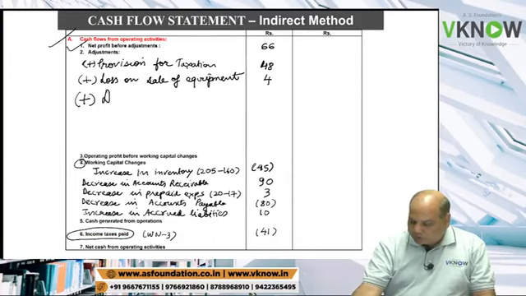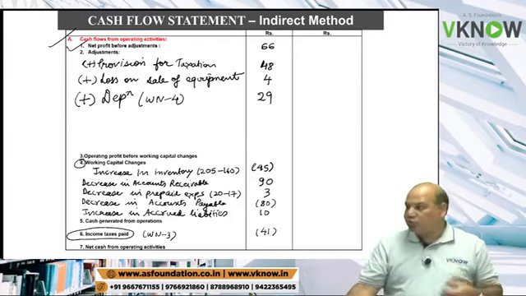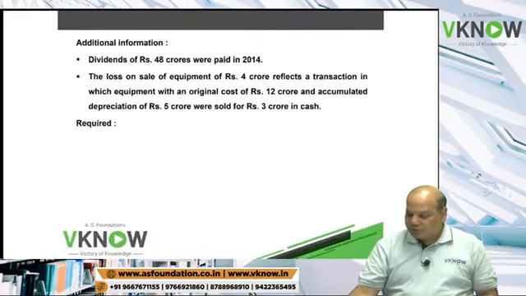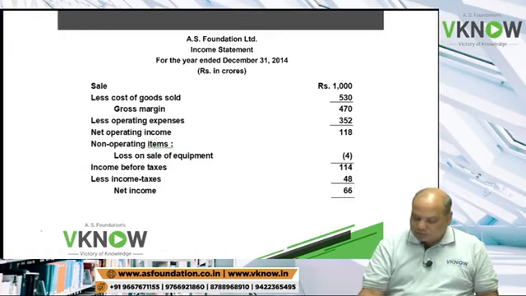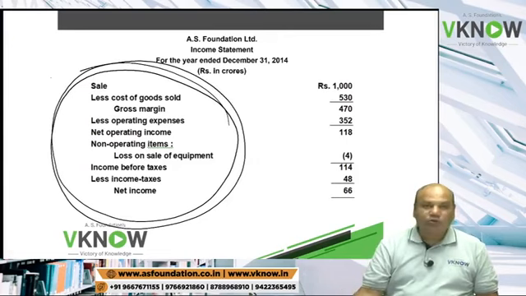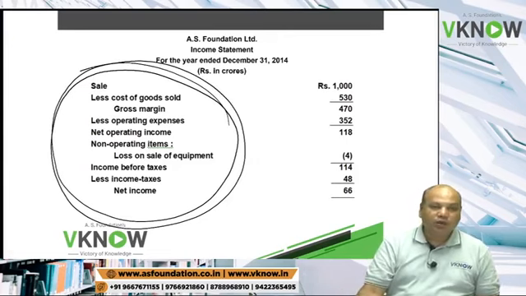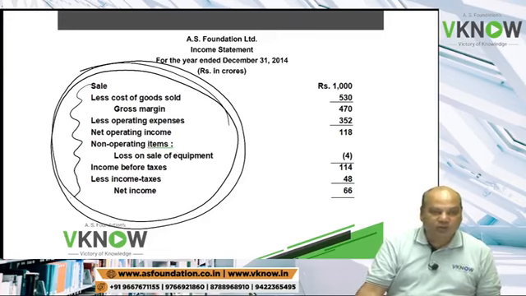Let us go to the adjustment also. In adjustment write down: add depreciation, working note 4, 29. Now the student has an interesting query: in the P&L account depreciation is not appearing, so how can you add it back? Because if you look at this P&L account, nowhere is depreciation mentioned.